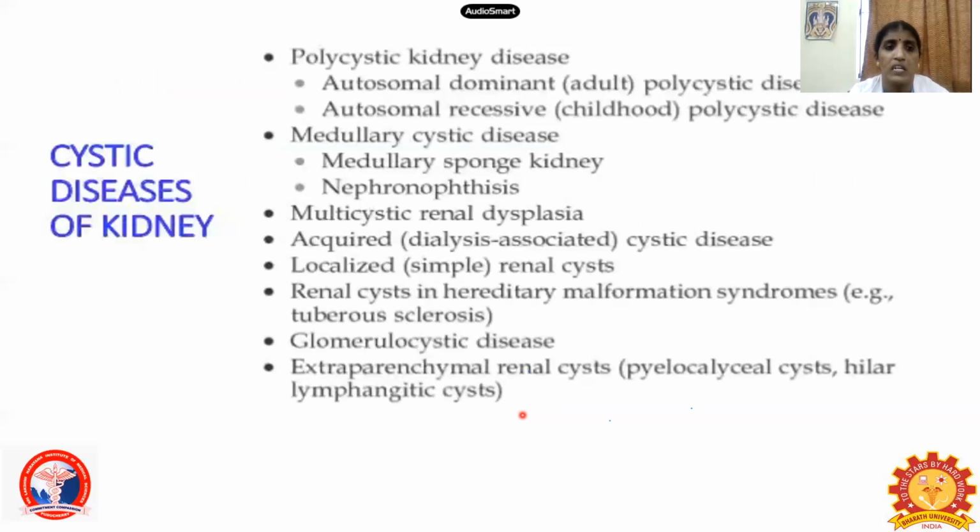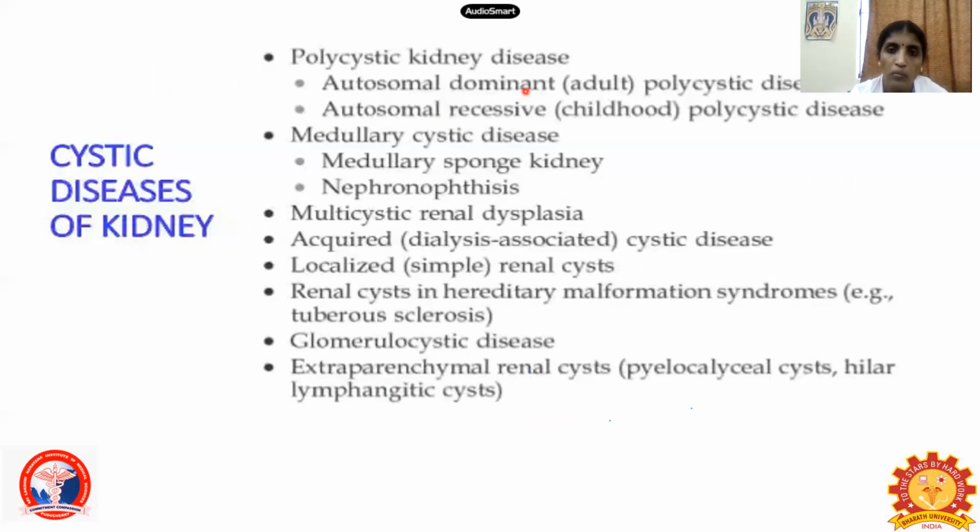So what are the various types of cystic disease of kidney? Here you see the list of cystic diseases of the kidney, and topmost in the list is polycystic kidney disease, which is very important both in practical as well as theoretical questions, which is further classified into autosomal dominant and autosomal recessive.